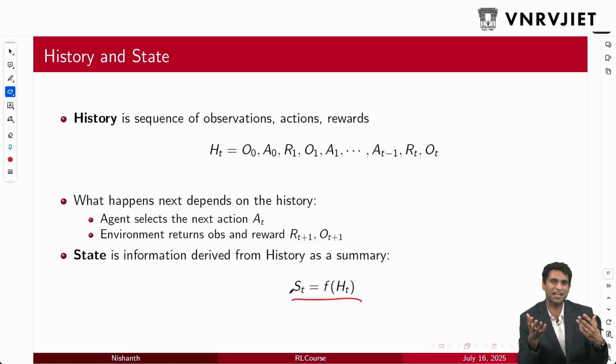The state which we defined in the previous videos is actually some information derived from the entire history that the agent sees. In some scenarios, we can choose to look at only the current state, while in other scenarios we might choose to look at the entire history to define the current state.